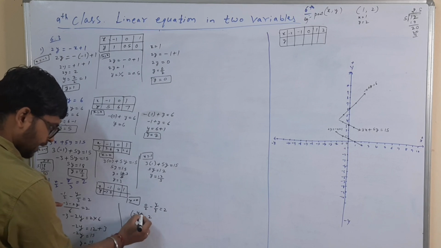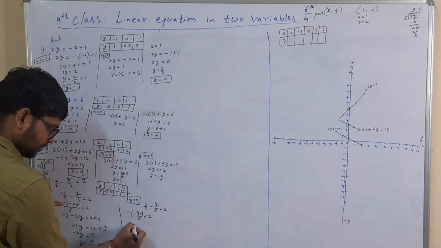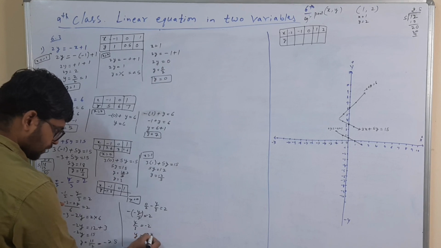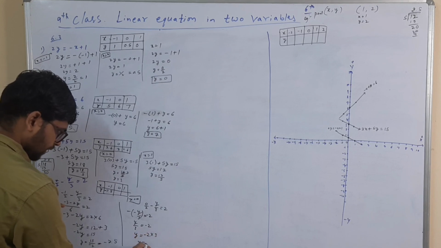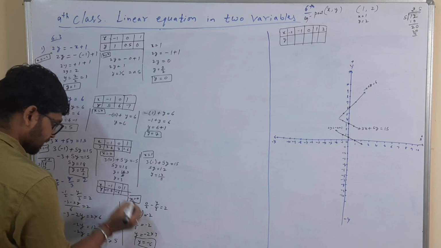Multiplying both sides by minus. Here minus, so minus into minus is plus. So y by 3 is equal to minus 2. Y is equal to minus 2 into 3. Y is equal to 6. Sorry, minus 6. So here we got minus 6.